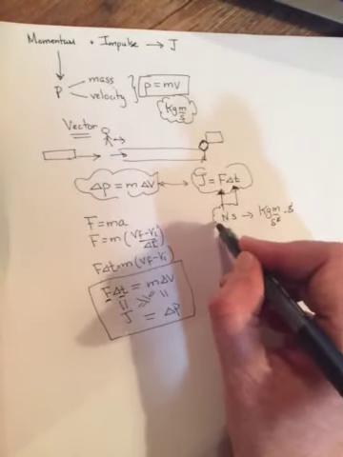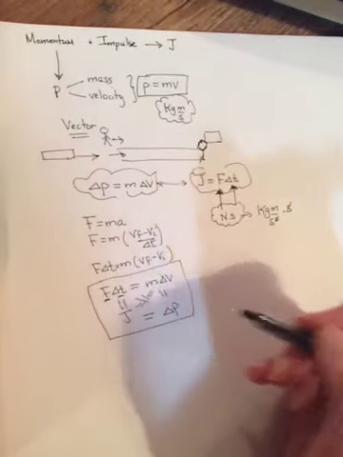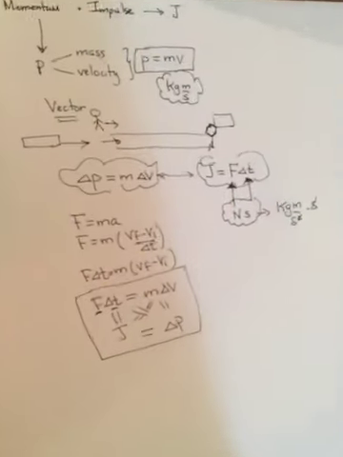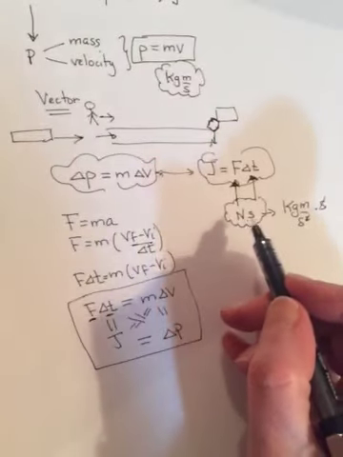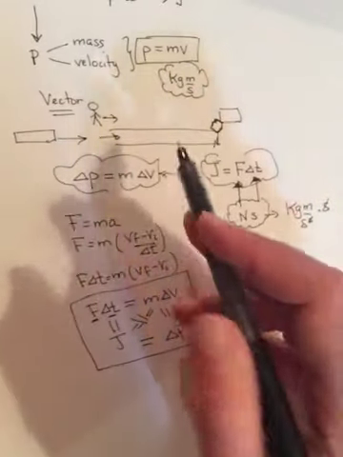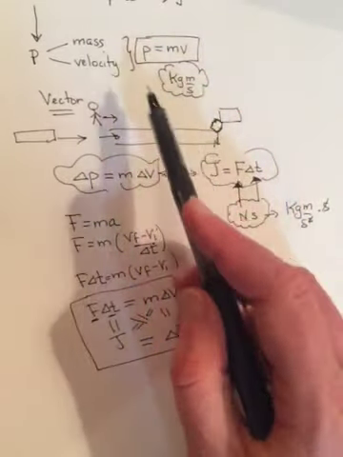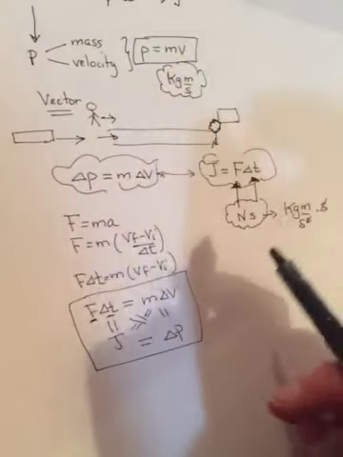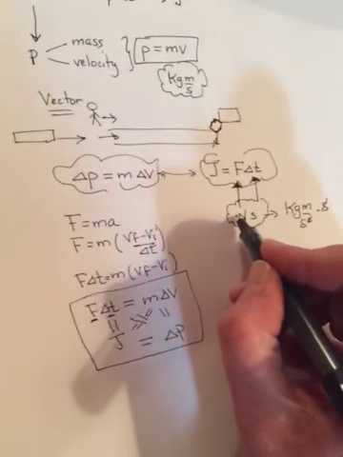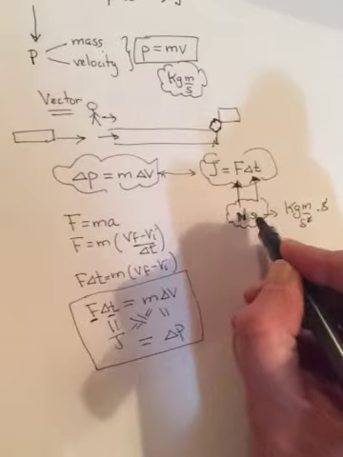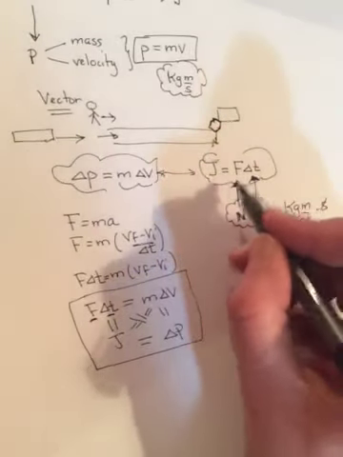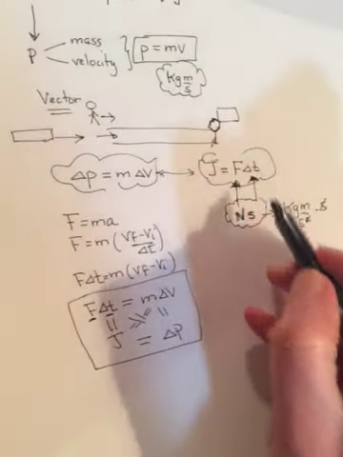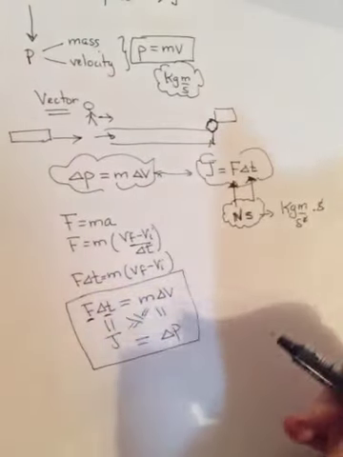You will sometimes see impulse written as newton seconds. I've yet to see momentum ever written that way, but they really are the same thing. But for whatever reason, momentum is always kilogram meters per second, and I think impulse is sometimes written as newton seconds, just to remind people that it's a force times a time, but they really are the same thing.